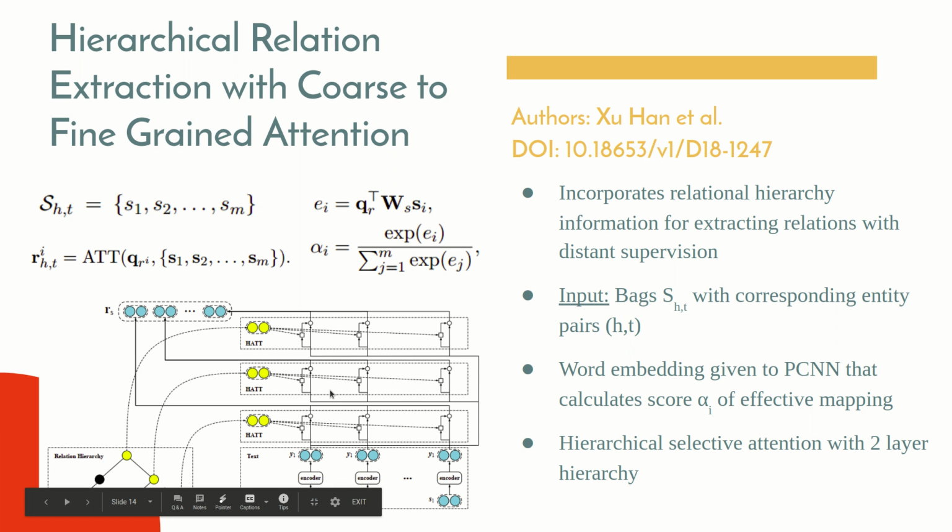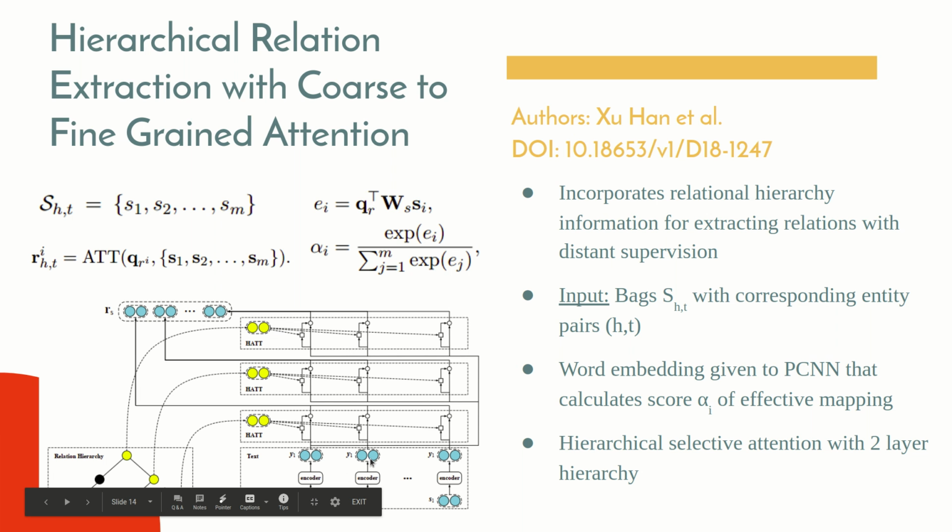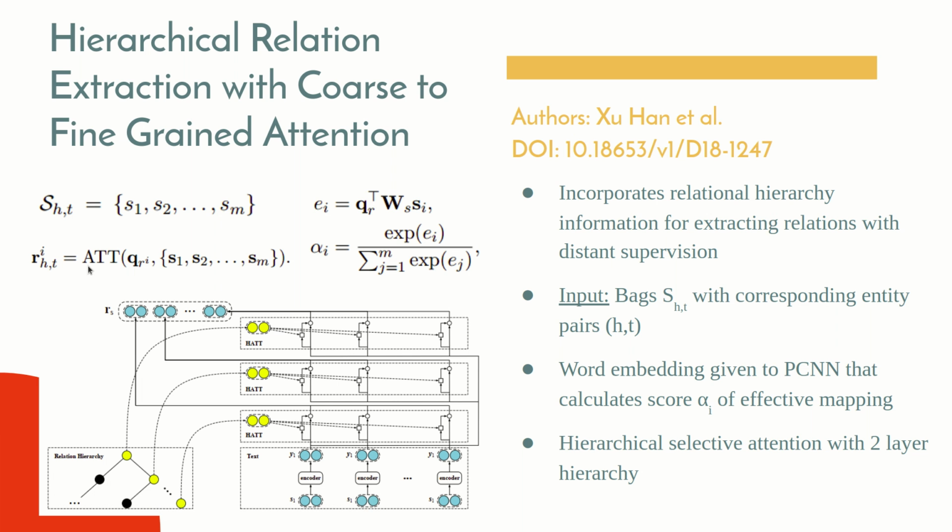So the way this works is input entity pairs H and T are fed in bags with examples where the two are related or not related, and the word embedding piecewise convolutional neural network that we see here calculates an effective score alpha_i of the mapping. Furthermore, they go ahead and use hierarchical selective attention with a two-layer hierarchy to define the relation closeness between the two entity pairs. So we see sentences being represented, and then they're fed to this hierarchical selective attention through R_HT.